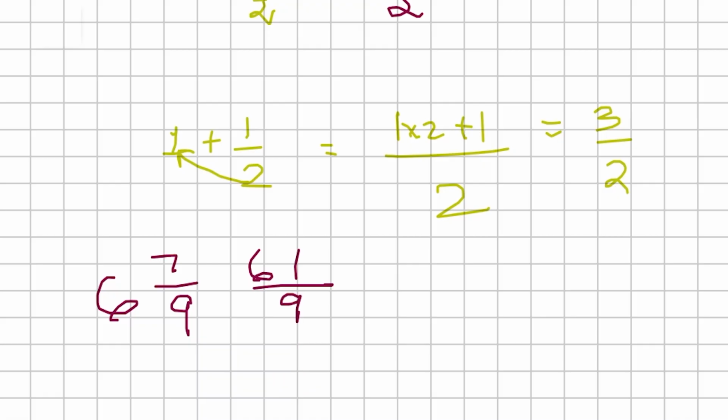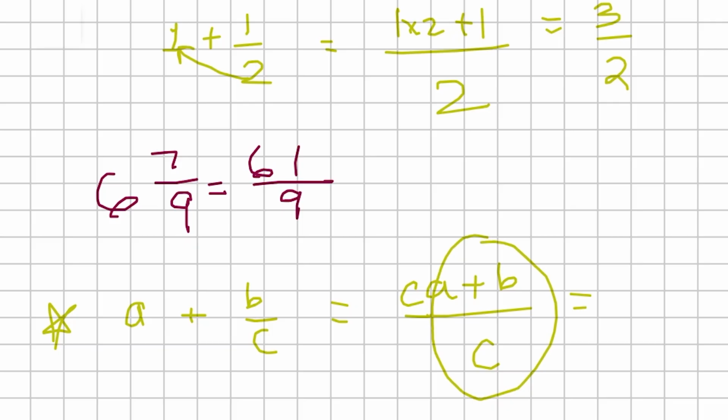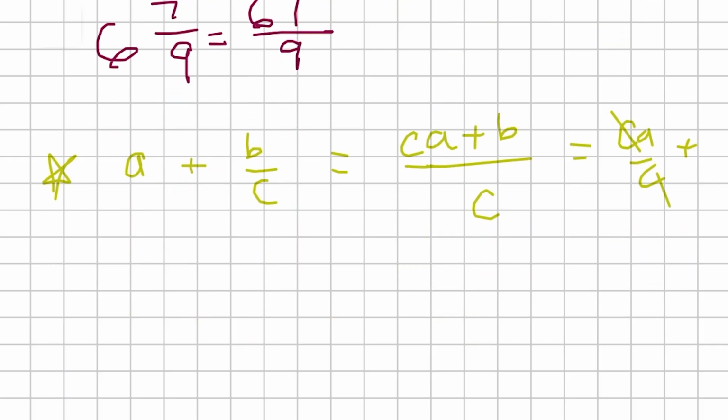So I think you understand that. So this is equal to that. So in general, if I write a plus b over c, this will be equal to c times a plus b over c. Even if you split this, you get ca over c plus b over c. ca over c means a, so a plus b by c. Same thing. So that is about adding the fractions.